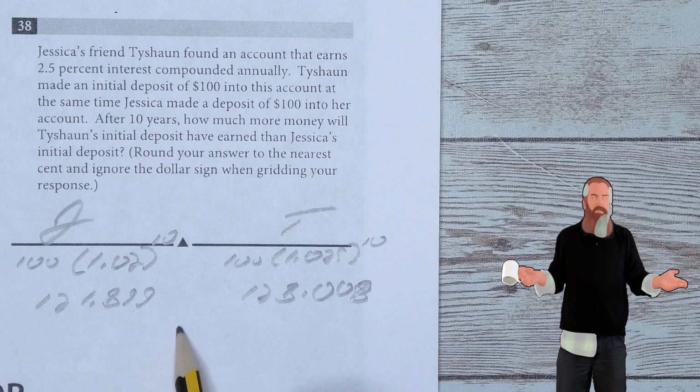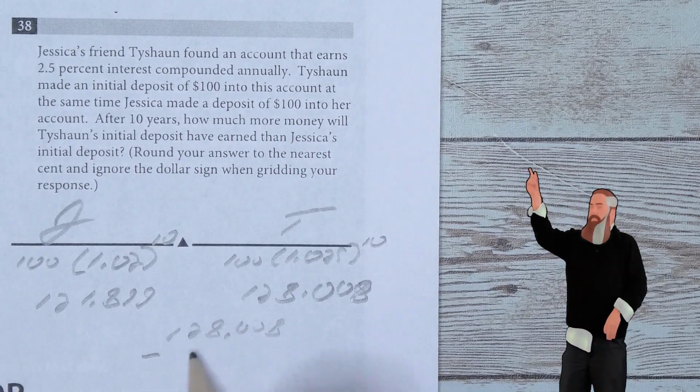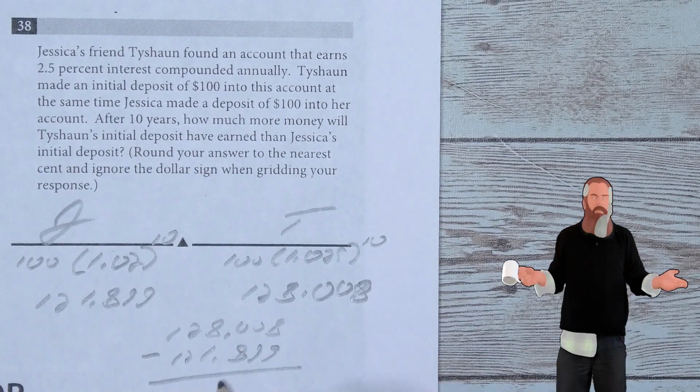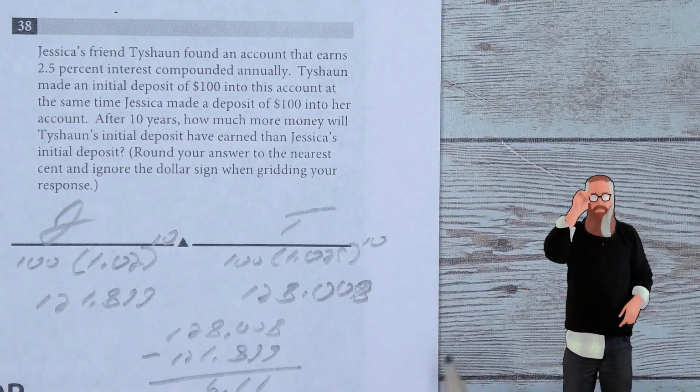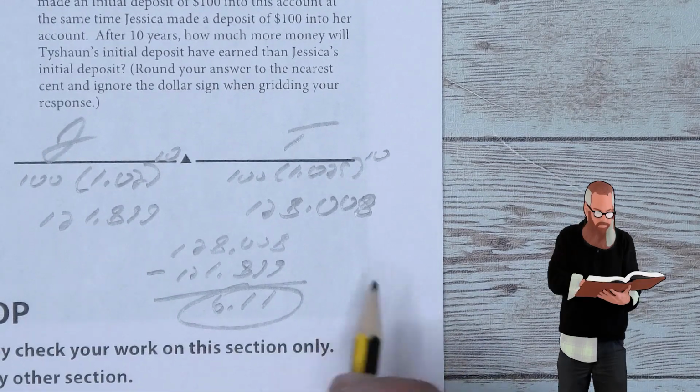This means that I'm going to deal with 128.008 minus 121.899 to give us $6.11 as how much more money Tanisha would make than Jessica.